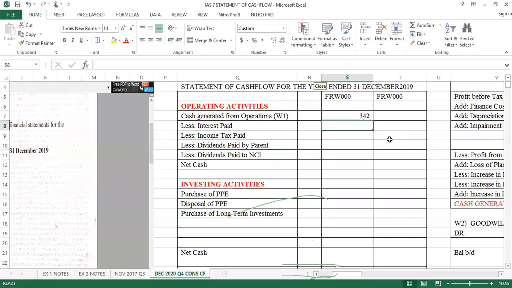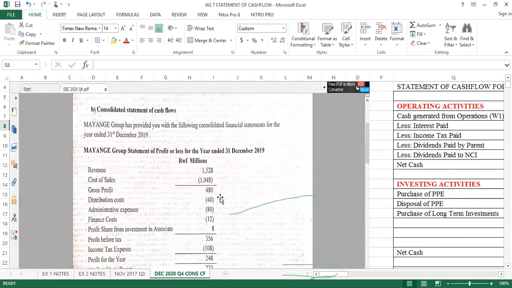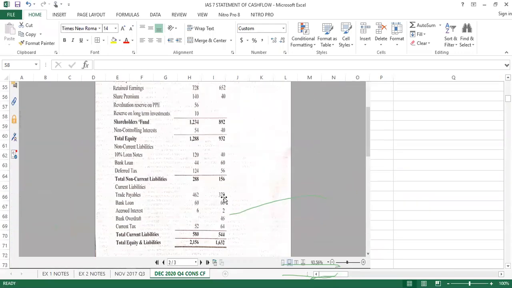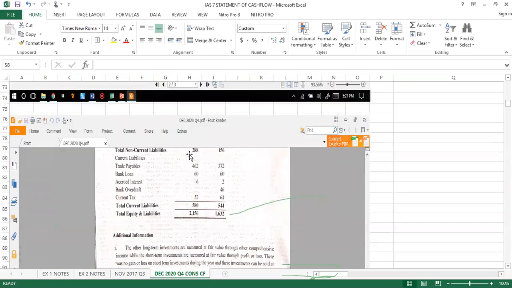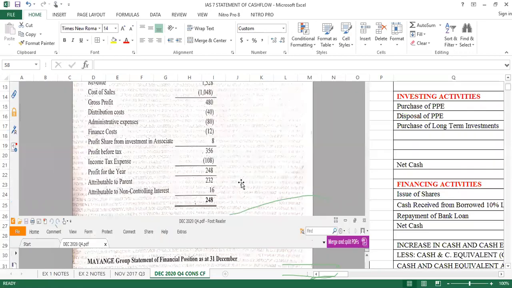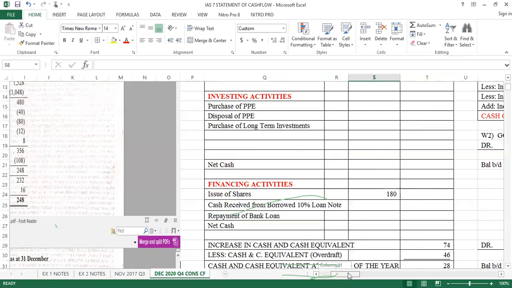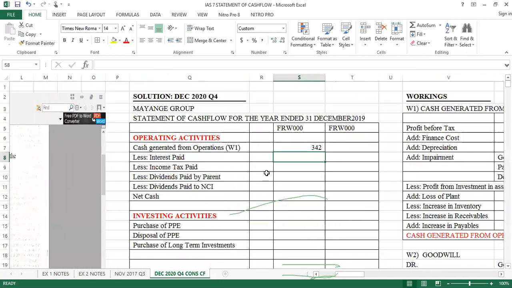The acquisition is only related to development? Yes, it is only related to development. It is given in the question. You have the question in the group. Please read the question in the group instead of going back. Development costs incurred and capitalized during the year equal 200 million. The acquisition is only related to development costs. Now, we are done with that.